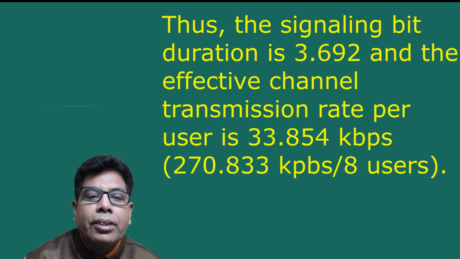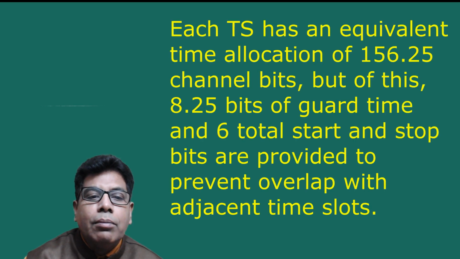270.833 kbps divided by 8 users. So with the GSM overhead, user data is actually sent at a maximum rate of 24.7 kbps. Each time slot has an equivalent time allocation of 156.25 channel bits, but out of this 8.25 bits of guard band and 6 total start and stop bits are provided to prevent overlap with the adjacent time slot.